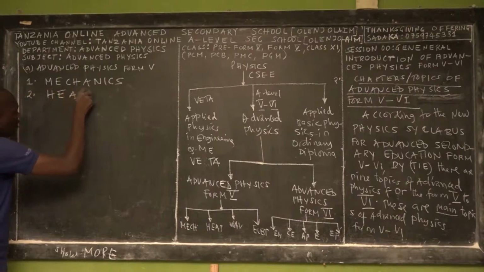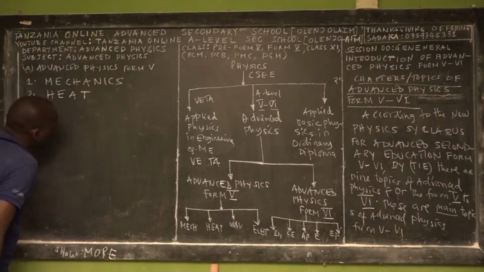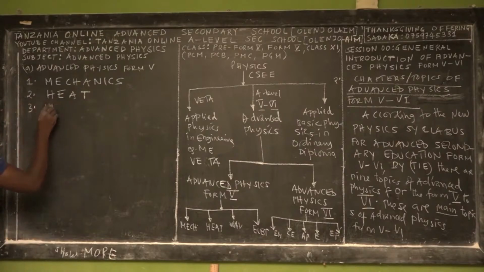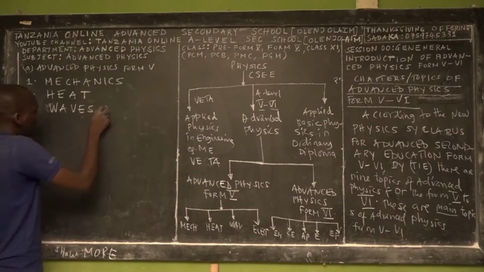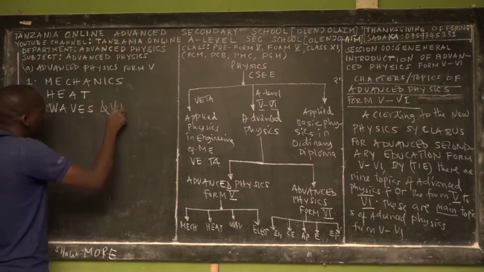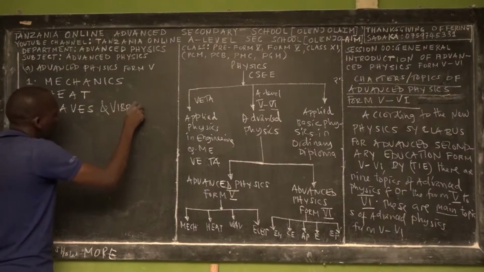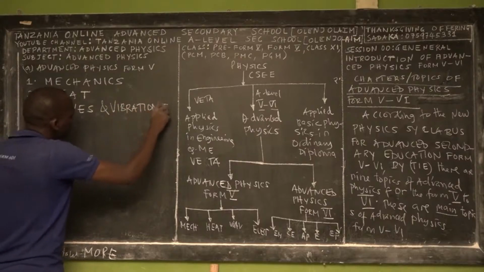This is the shortest topic in advanced physics, Form 5. The third topic is called the waves. Very interesting, waves. I am a student who learns music, so I understand the applications of waves in music. Waves and vibrations.